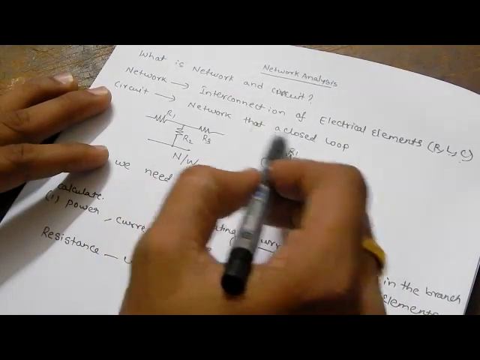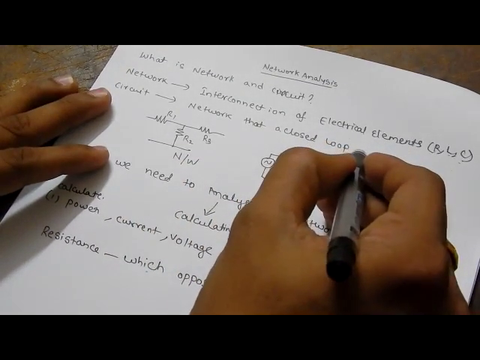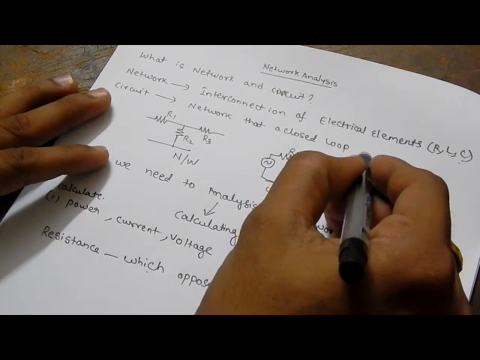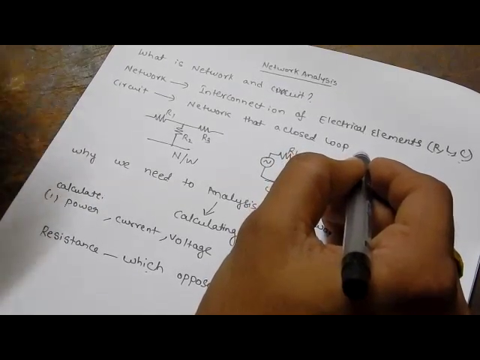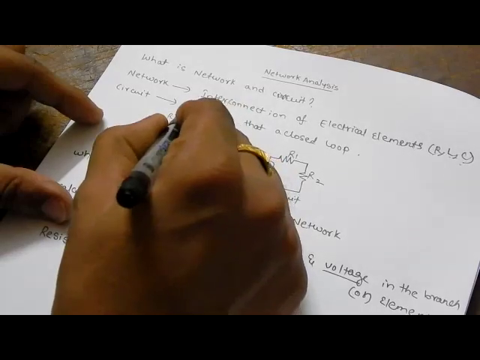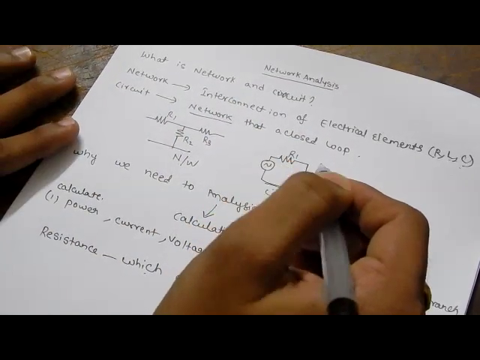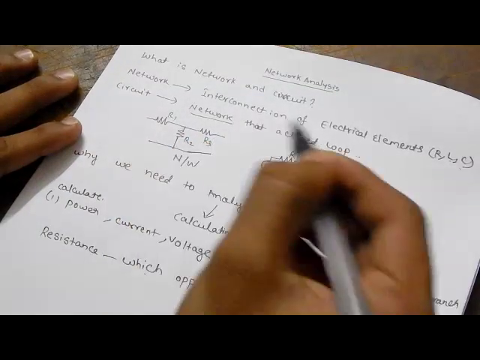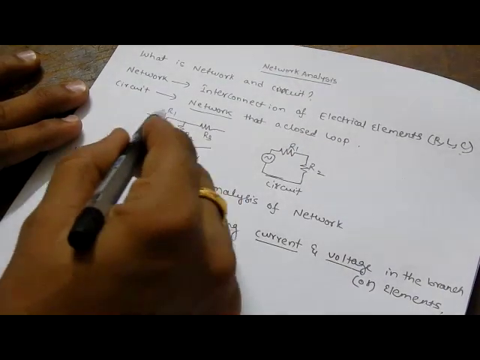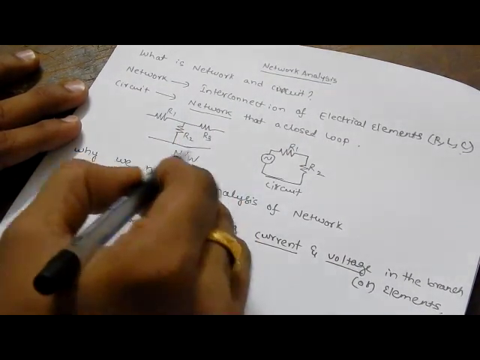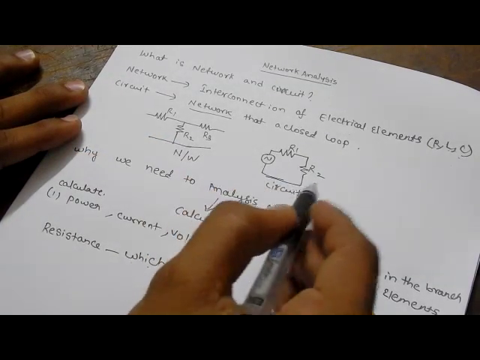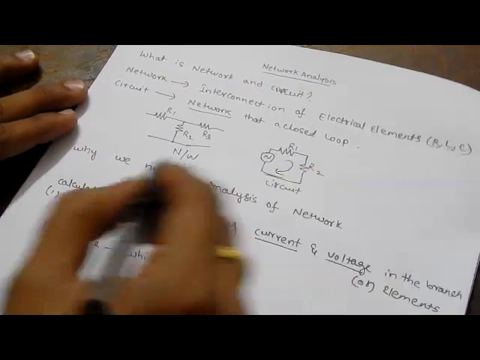A network that forms a closed loop is called a circuit. So in the circuit you are having a network, but in the network you are not necessarily having a circuit, right? This is a network, a combination of three resistances. This is a circuit, which forms a loop pattern.